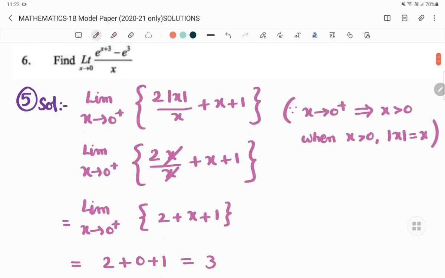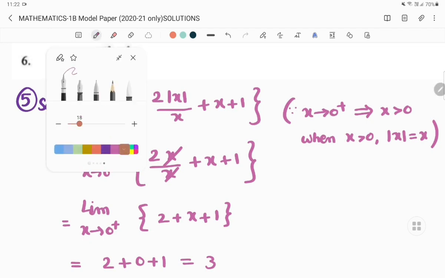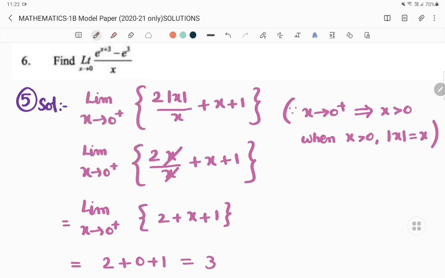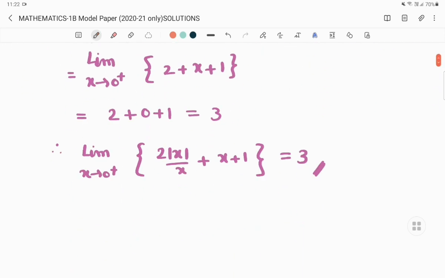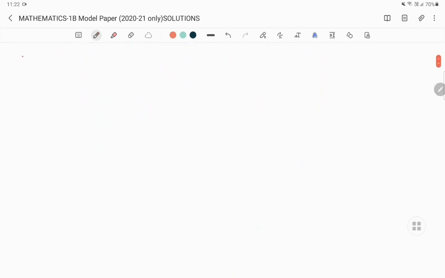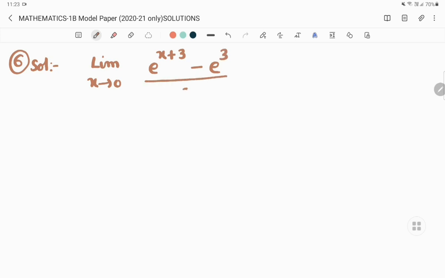We will move to the next question, question number 6. In question number 6, find limit x tends to 0, e power x plus 3 minus e power 3, by x. Limit x tends to 0, e power x plus 3 minus e power x. Sorry, e power 3 it is there. Divided by x.